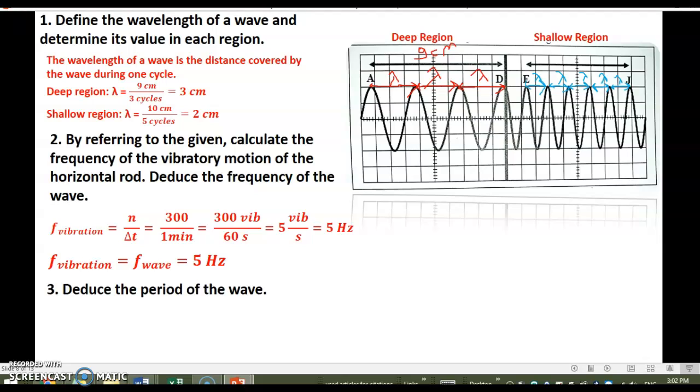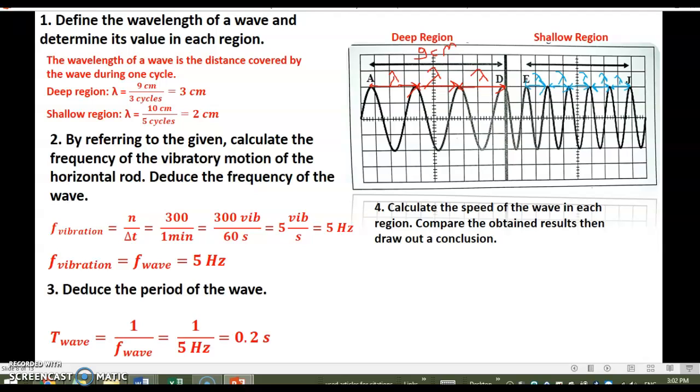this case. Finally, deduce the period of the wave. This means that you have to make use of the previous results. Having the frequency and needing the period directly, you have to apply the formula T equals 1 over F. Here we are considering the period of the wave and the frequency of the wave. So 1 over 5 Hz is equal to 0.2 seconds.